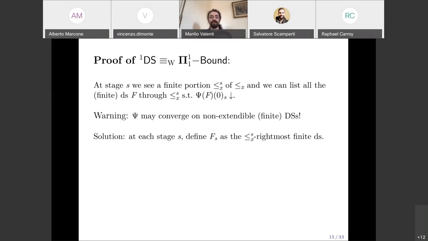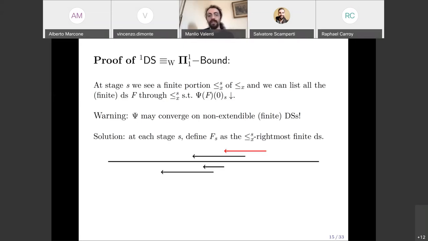And the trick is, I think a picture really explains this better. The idea is that you have your order, and at stage s you have finitely many things that look like candidates for solutions. And you can uniformly choose the one whose smallest element is as far to the right as possible, like it's the greatest possible one, right?